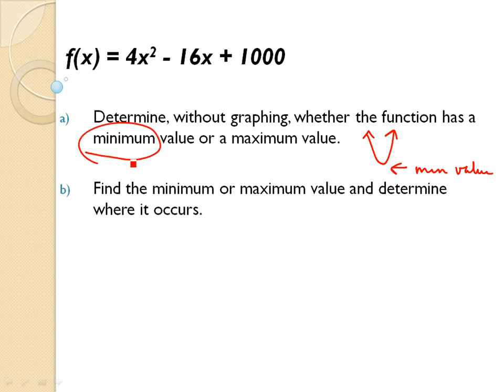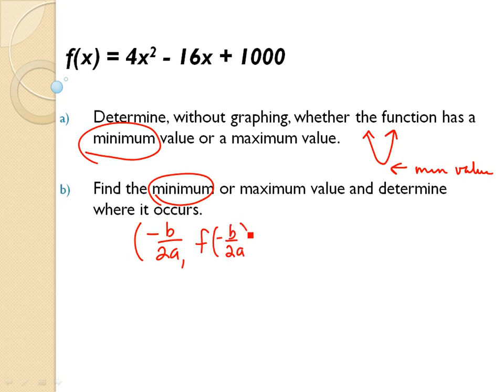Alright, let's find the minimum or maximum value and determine where it occurs. So, if we only want the minimum or maximum value, and of course we have a minimum value, we can use the formula to find the minimum and maximum value. So the formula again to find that is negative b over 2a comma f of negative b over 2a.